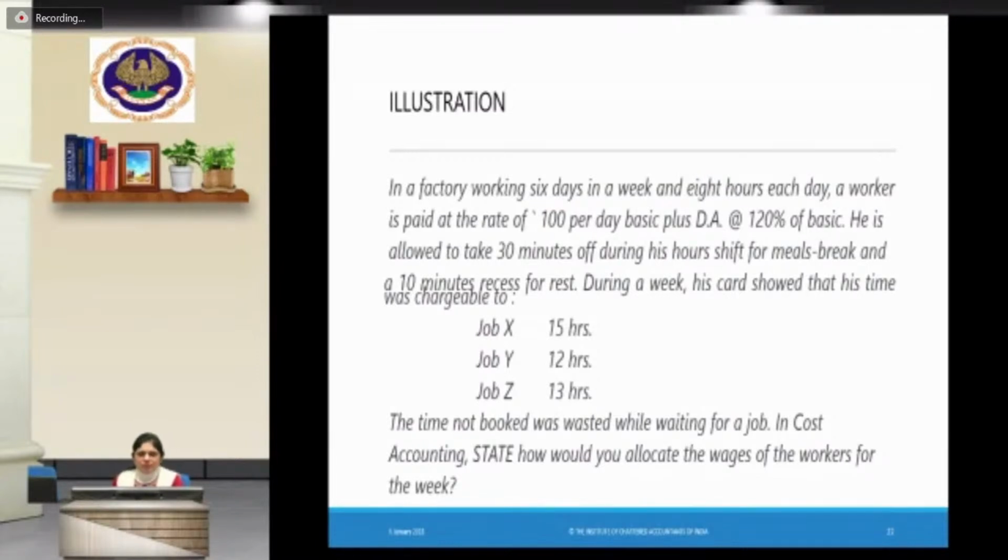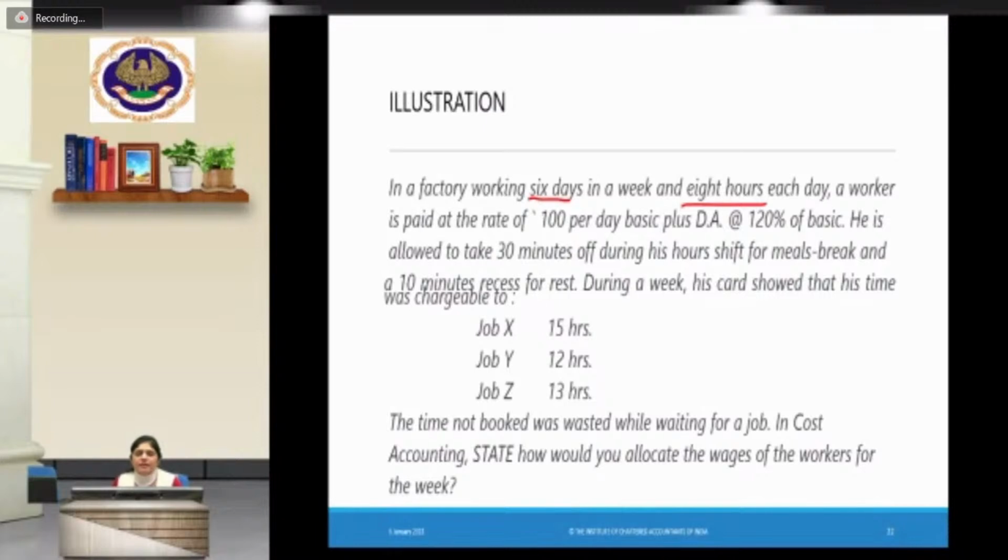In a factory, working 6 days in a week and 8 hours each day, clear? A worker is paid at the rate of 100 per day basic plus DA at the rate of 120% of basic. So if basic rate is 100 and DA is 120%, DA will be rupees 120. So basic is 100 and DA is 120. That means 220 per day a worker is being paid.